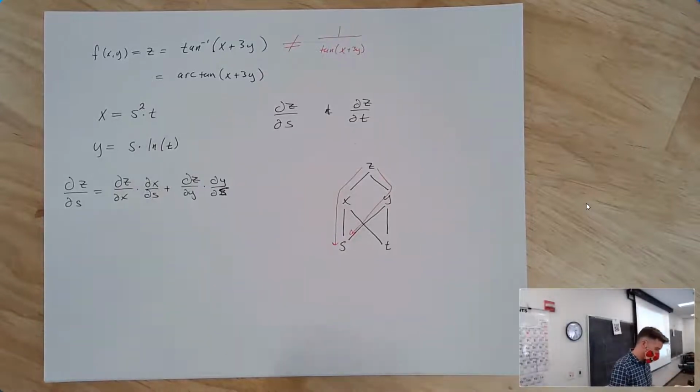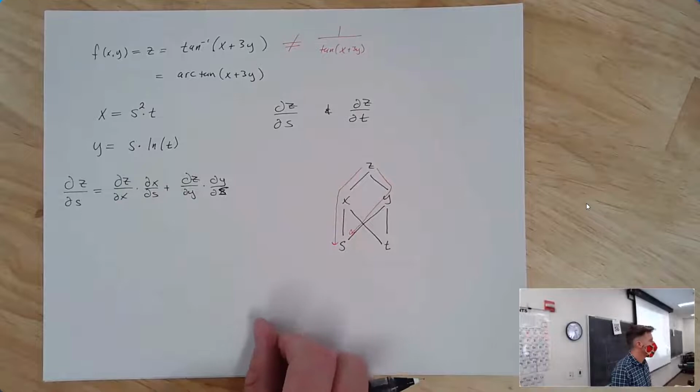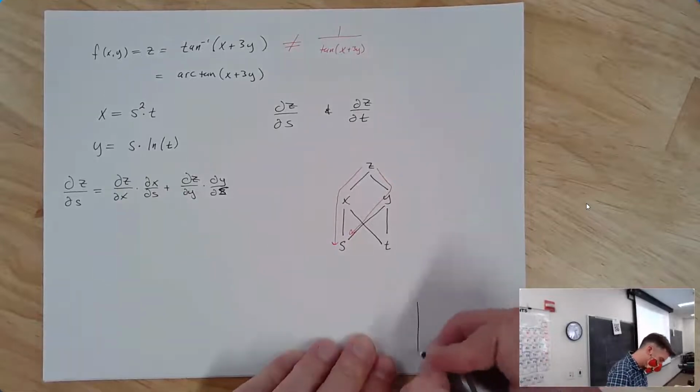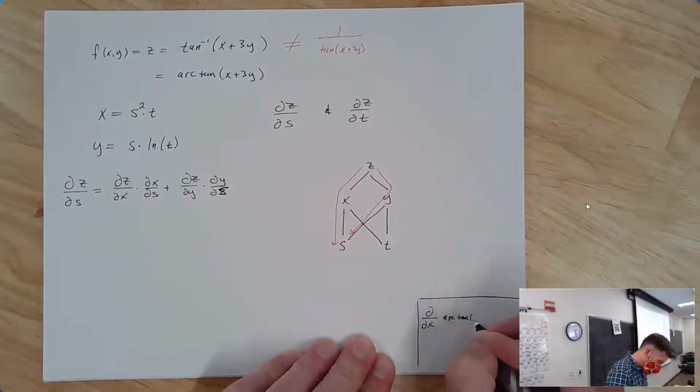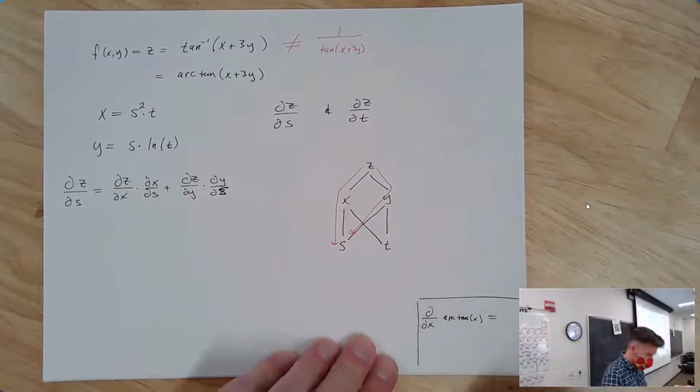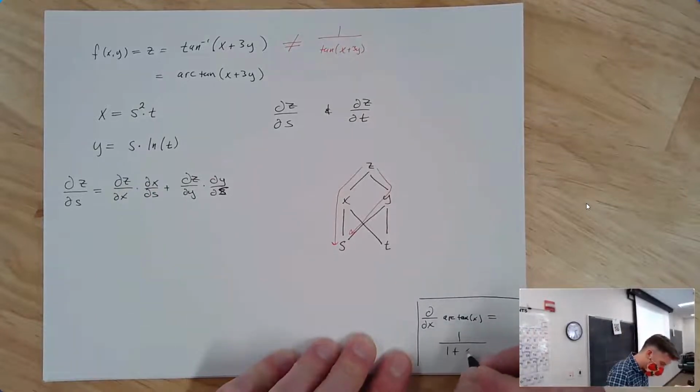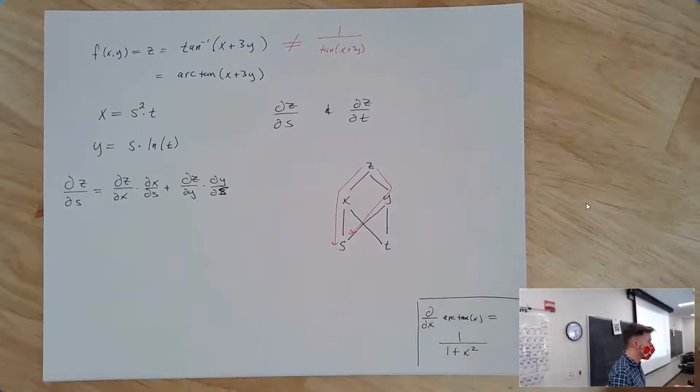And then we do the things. Oh, what's the derivative of inverse tangent? Or arctangent. So d dx of arctangent of x is what? And that's been a while. 1 over 1 plus x squared. So the derivative of arctangent of x is 1 over 1 plus x squared.